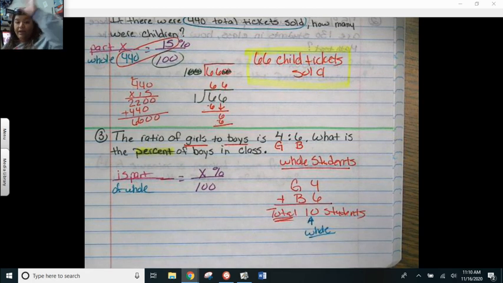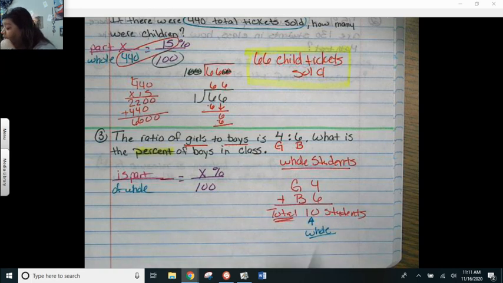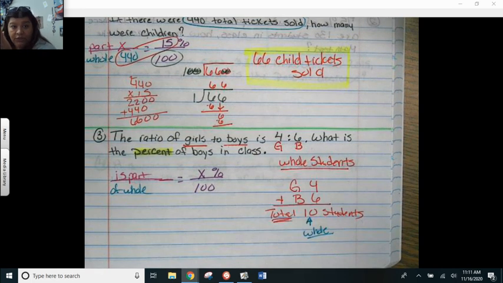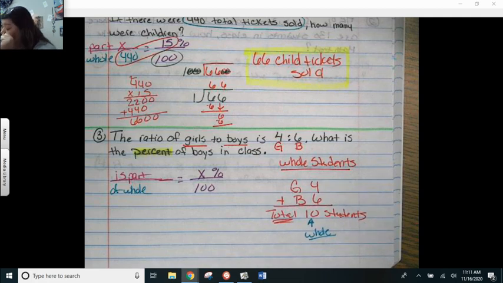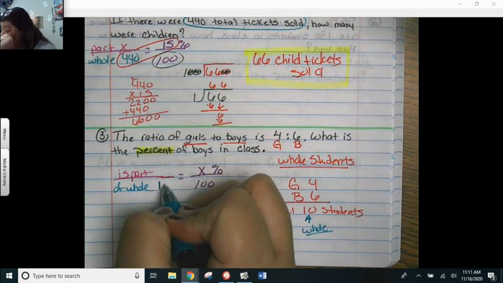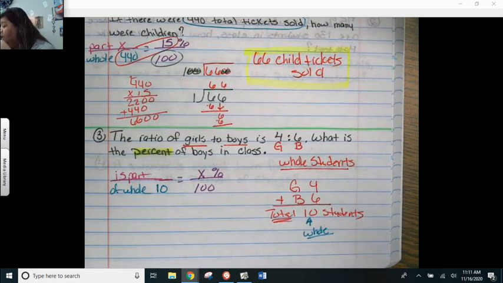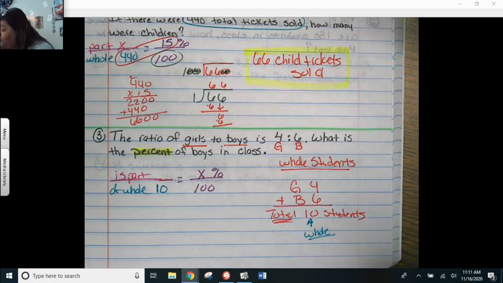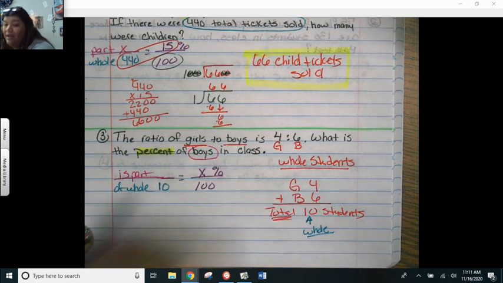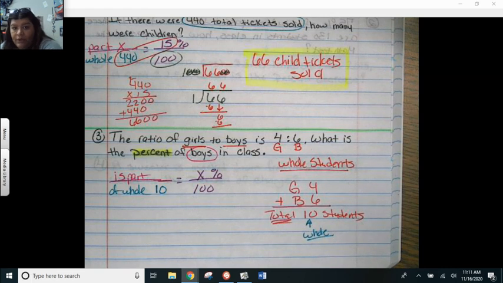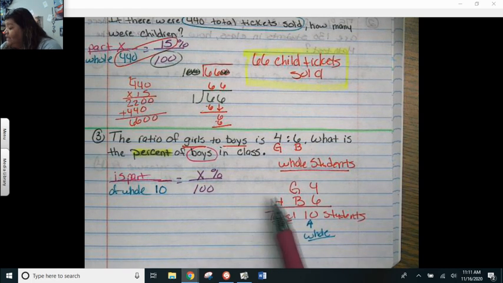I need to figure out how many whole amount of students am I talking about here? Well, I'm talking about 10. There's 10 in this class, okay? Because I have 4 girls and 6 boys, which together I have 10. So my whole amount of students would be 10 whole students. The part I want to know, they want to know how many boys, what percent of boys that is. Okay, well, let's figure it out. How many boys are in this class of 10?